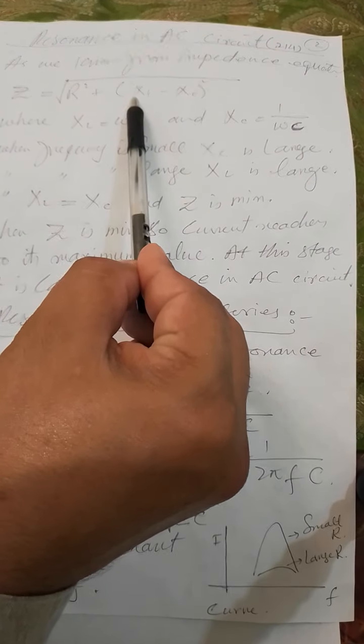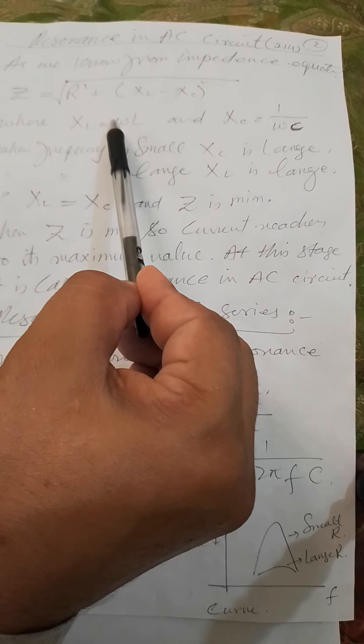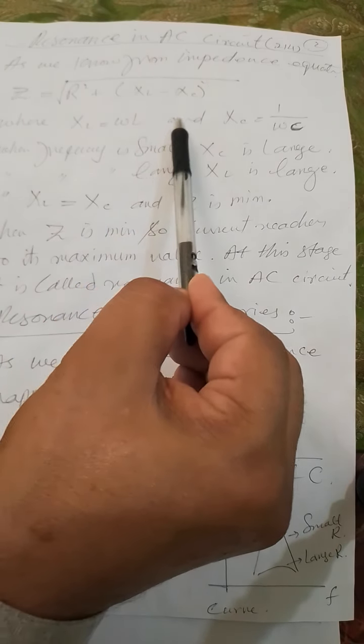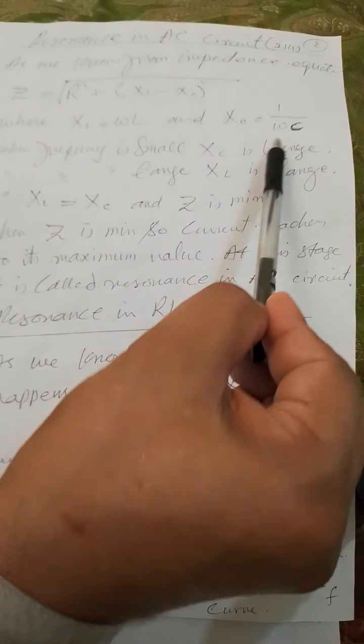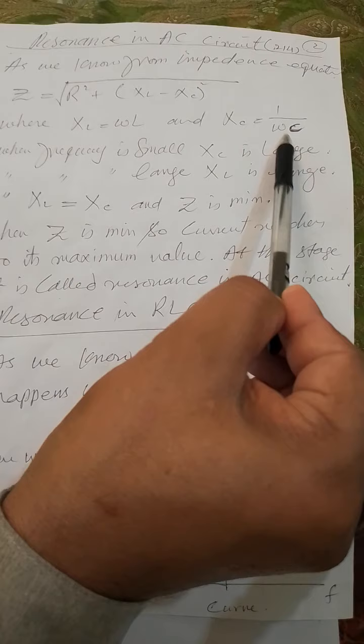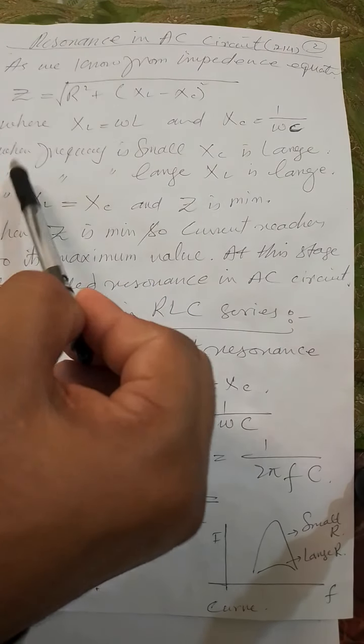Where XL is equal to omega into L, where omega is the angular frequency and L is the inductance. And also XC is equal to 1 over omega C, where omega is the angular frequency and C is the capacitance. These two equations have already been proved in the previous lectures.